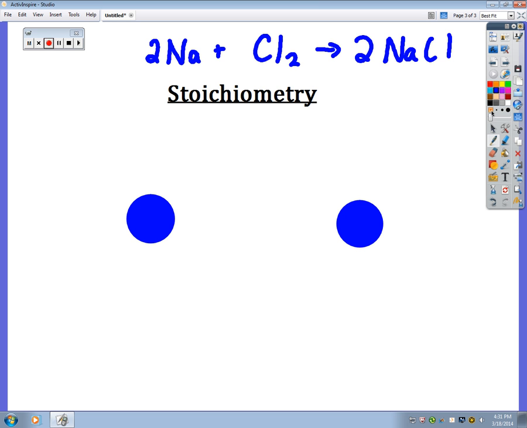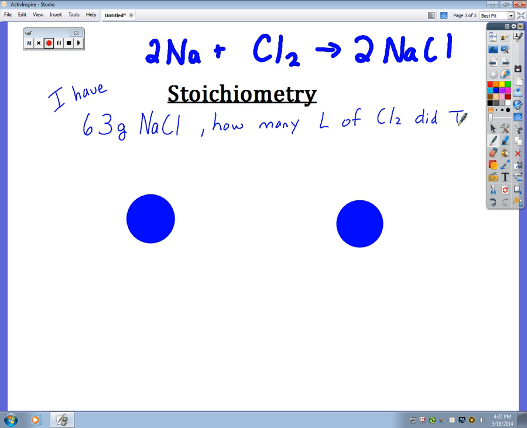And what do you know is true? Let's say I know that I have 3 grams. Actually, let's use 63 grams. 63 grams of sodium chloride. Okay, that's what I know I have. So let's turn this into more of a word problem. I have 63 grams of sodium chloride in a beaker. How many liters of chlorine did I use?